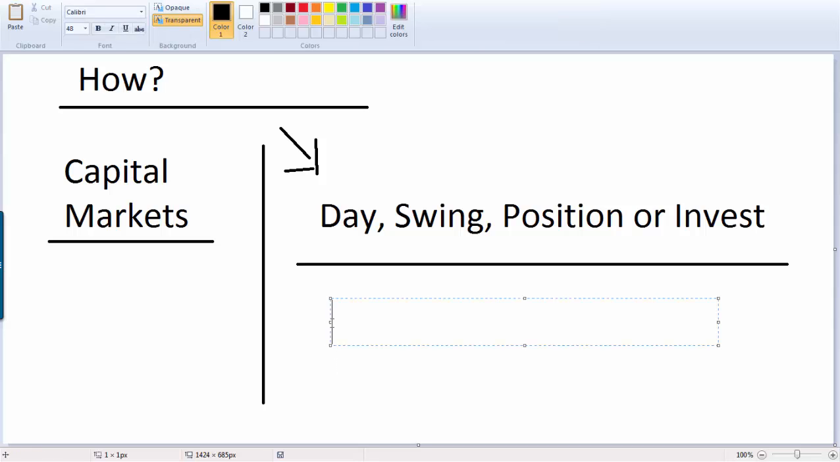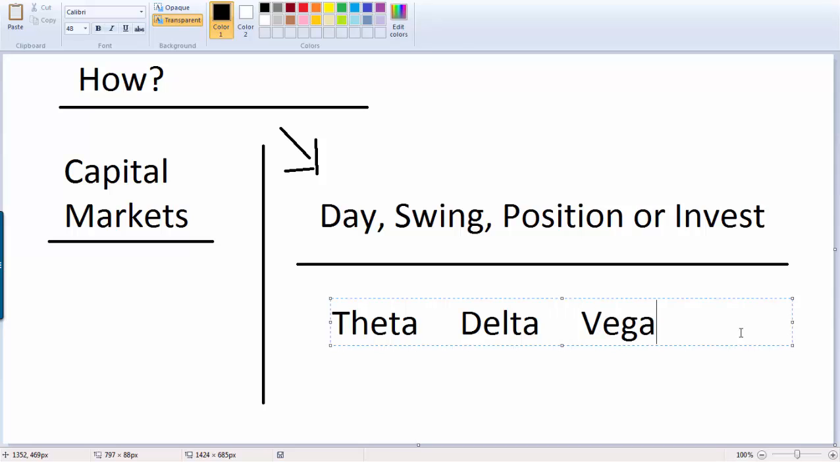Now, by the way, after you decide the why, you still have to decide on the how part of it. Are you going to do theta? We've talked a lot about these at different times. Delta. Or are you going to go wild card and trade something like Vega or Gamma?